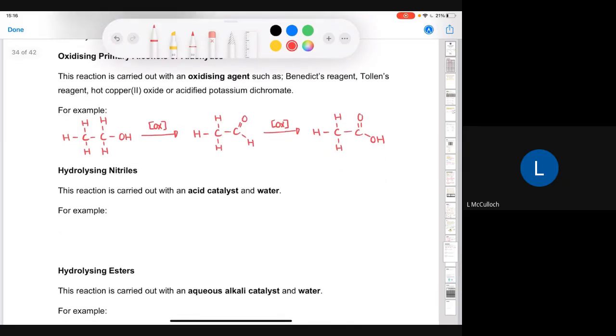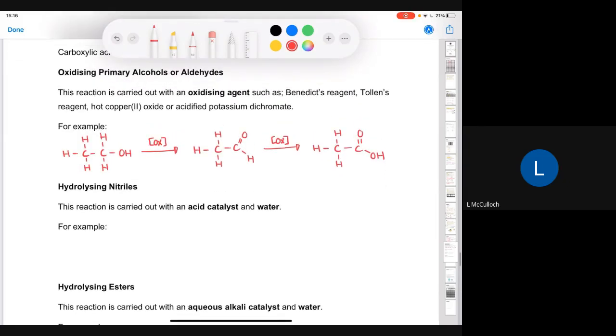The next way of preparing a carboxylic acid is to hydrolyze a nitrile. This is one of the most important reactions that we do in chemistry. Nitriles are substances that have a carbon to nitrogen triple bond. We only look at them in a tiny part of the course.